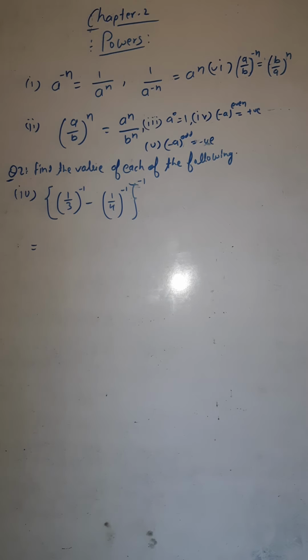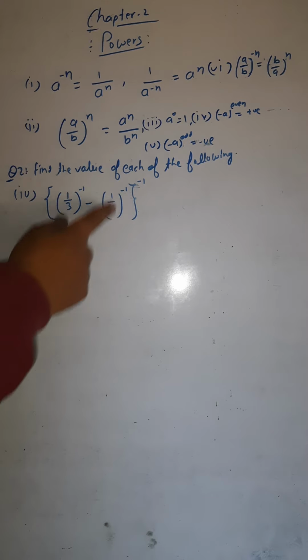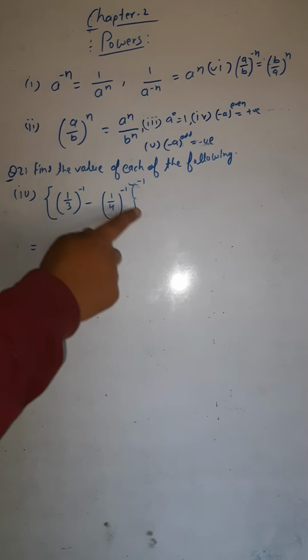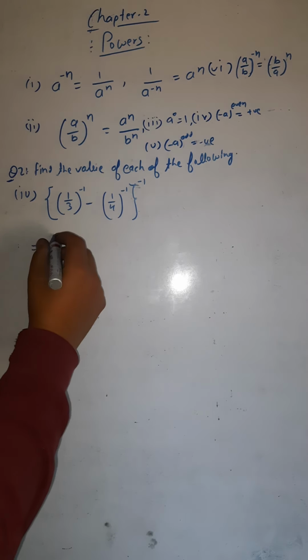Now this is the next question. The question is, curly bracket starts, then (1/3) whole raised to the power minus 1 minus (1/4) whole raised to the power minus 1, then curly bracket close, again whole raised to the power minus 1. Okay, so let's solve this.